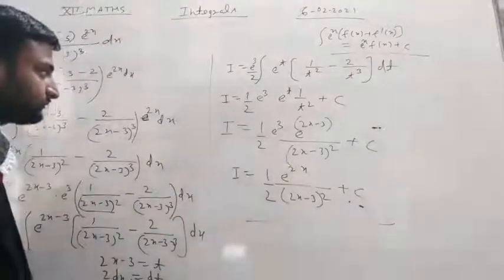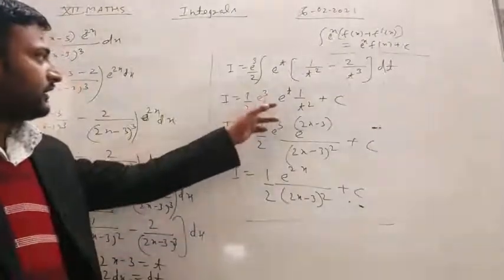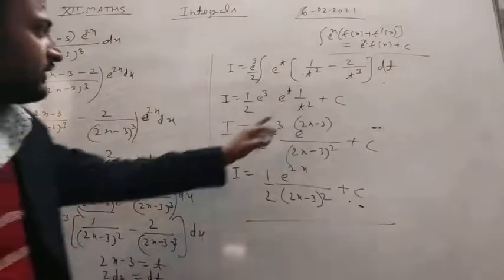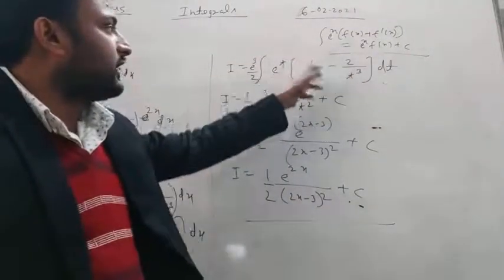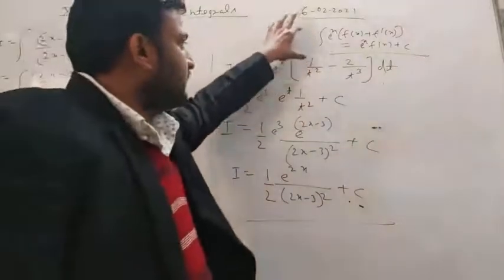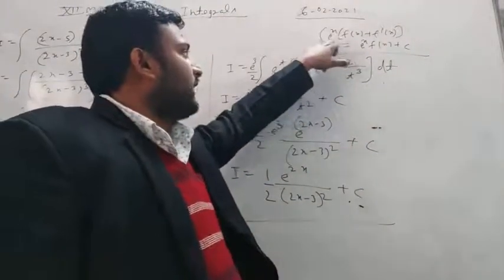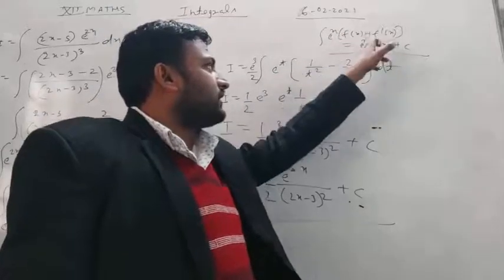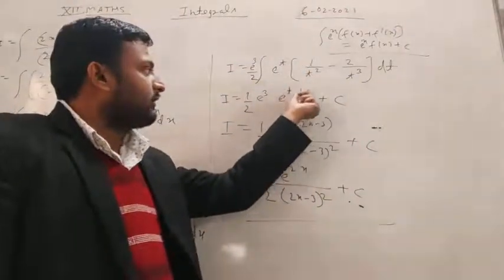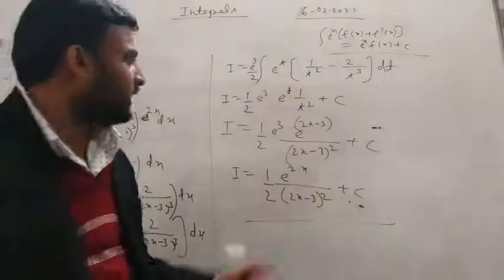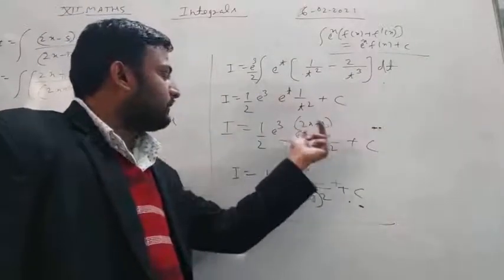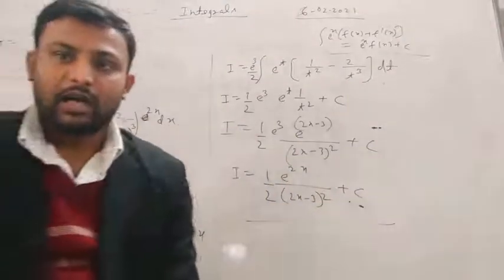Now 1 by 2, here we write e cube and e to the power t, and this is our fx and this is f dash x. So in place of this we can use this identity: the integral of e to the power x (fx plus f dash x) is e to the power x fx. So we can write e to the power t by 1 by t square plus c, and we put the value of t here and multiply inside, we get the result. I hope you understand friends.